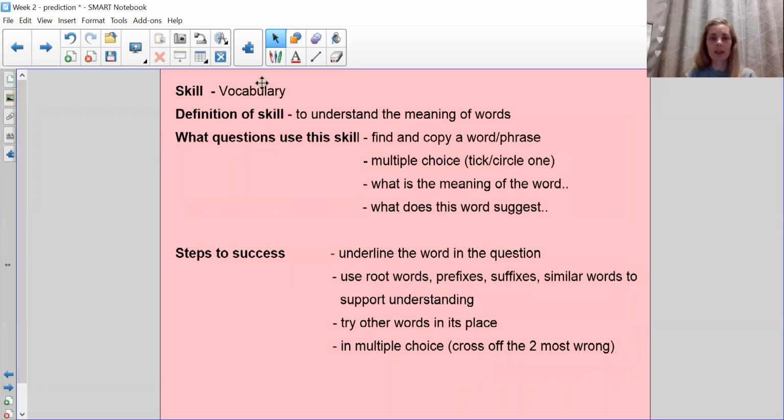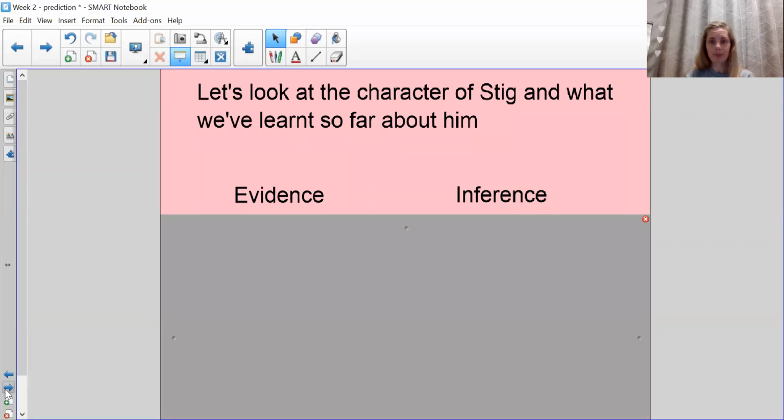Right, so as I said, our skill is looking at vocabulary today, and for the rest of the week, we're going to be focusing on our find and copy skill. That's going to be happening tomorrow, but today we're simply going to be focusing on learning what new words mean. So we've been looking at the character Stig, and we're going to look a little bit about what we know so far about him.